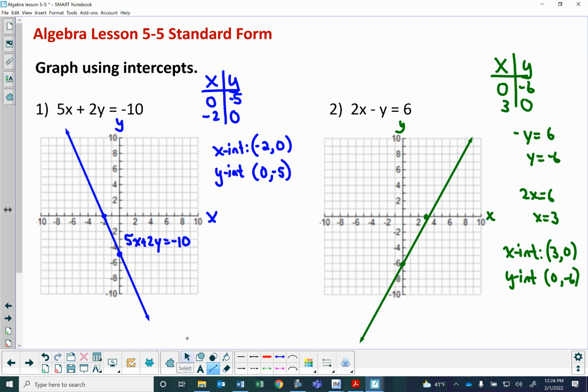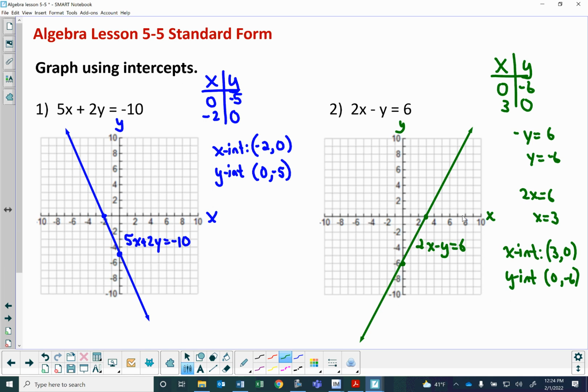Making sure it's fairly accurate in case you have to adjust just a little, like I do. And then label your equation: 2x minus y equals 6. I actually really enjoy graphing by intercepts. Sometimes it's easier, sometimes it's not. It depends on if my equation is written in standard form or slope-intercept form.